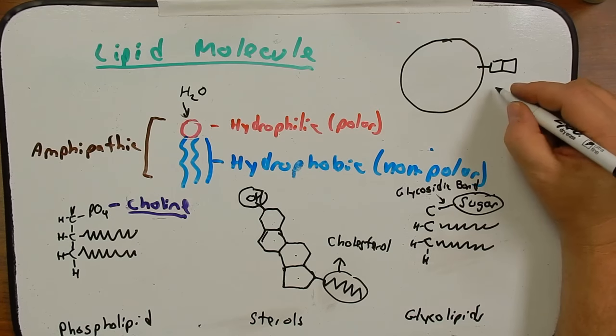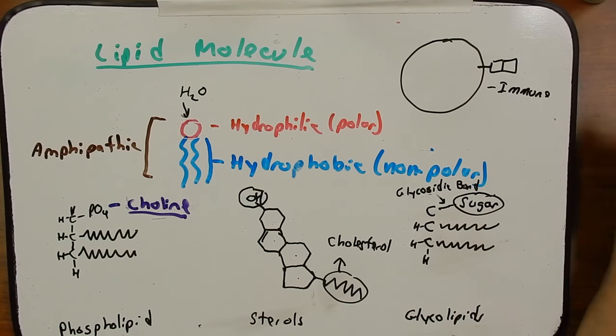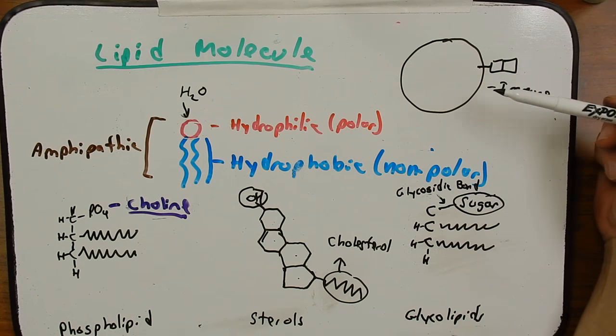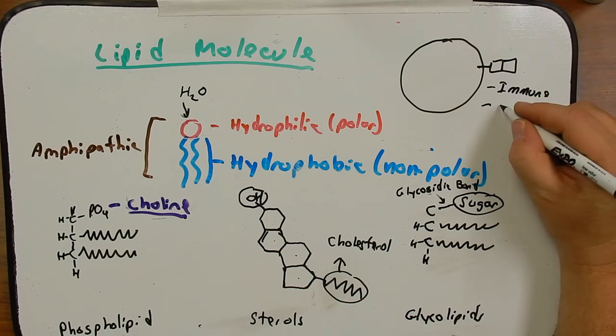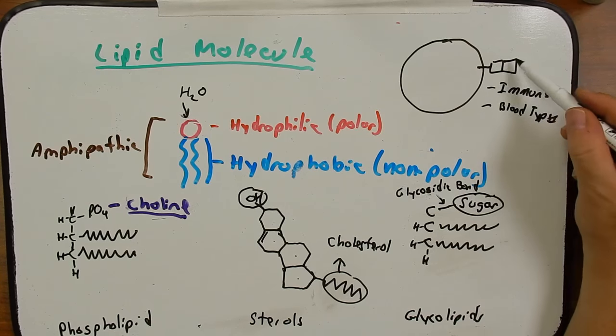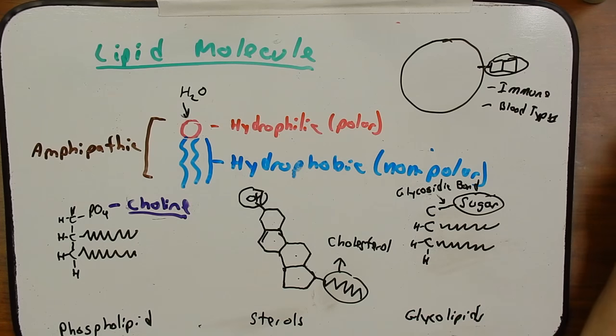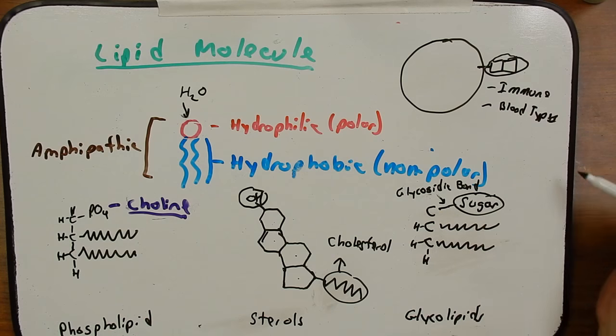And they serve several purposes. They're important in our immune system, identifying cells that are our own cells versus cells that are not our cells. They're important in our blood types. What makes us type A, type B, type O, all depends upon what kind of sugar moieties we have on the outside of these glycolipids.